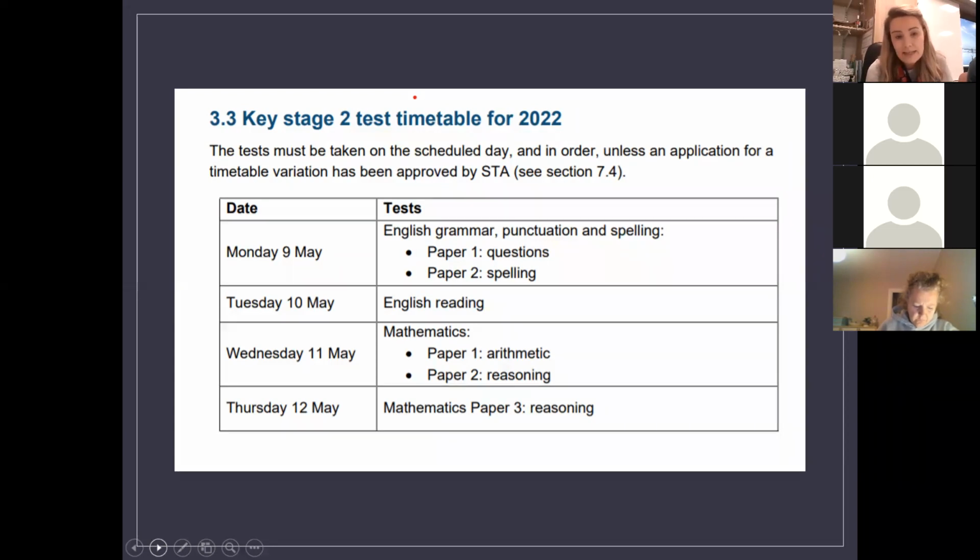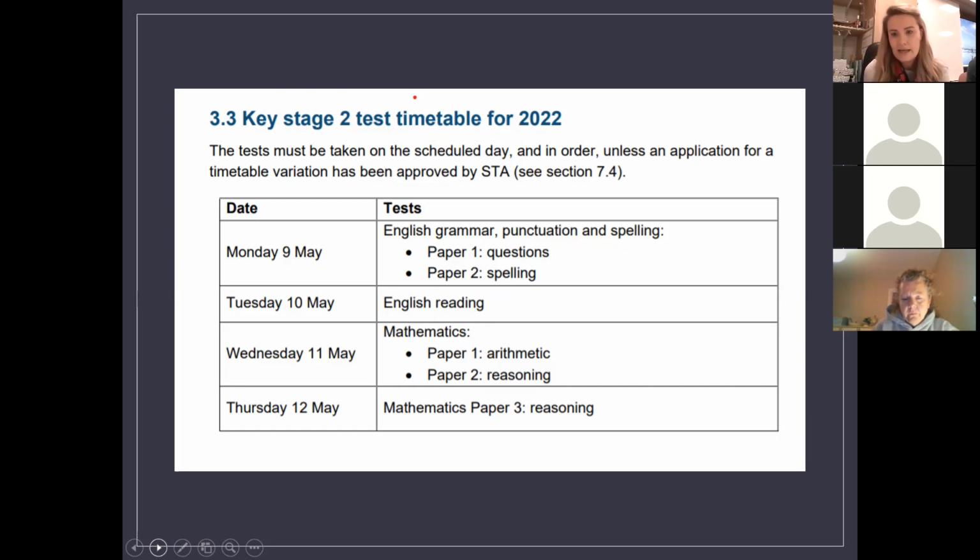Tuesday, then we move on to our reading paper. And then Wednesday, it's on to maths. So on Wednesday, we have 2 maths papers, the arithmetic and then a reasoning paper. And we end the week on Thursday with the final maths paper.